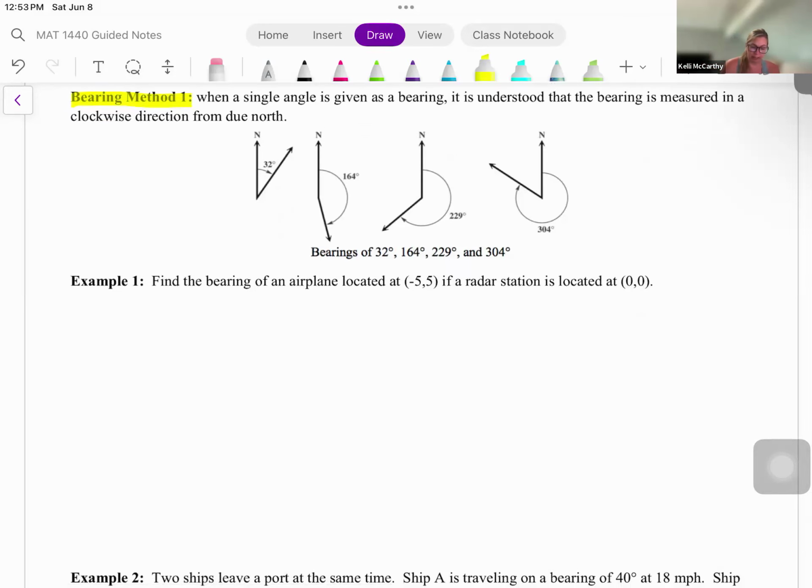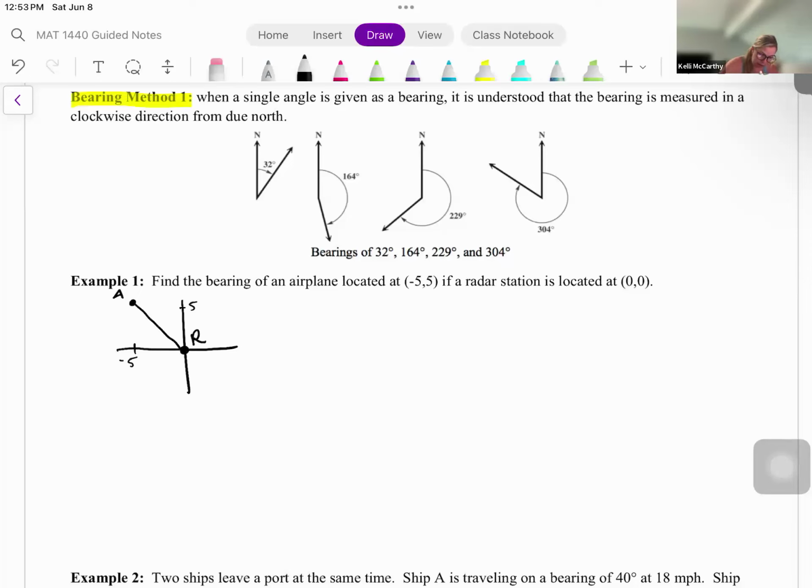Find the bearing of an airplane located at (-5, 5), if a radar station is located at (0, 0). So they're giving us some coordinates. We're going to set up a normal XY coordinate grid. We know that our radar is at (0, 0), and we're going to label that with an R. The airplane is located at (-5, 5), so that's going to be in our second quadrant. Right here, our airplane's right here.